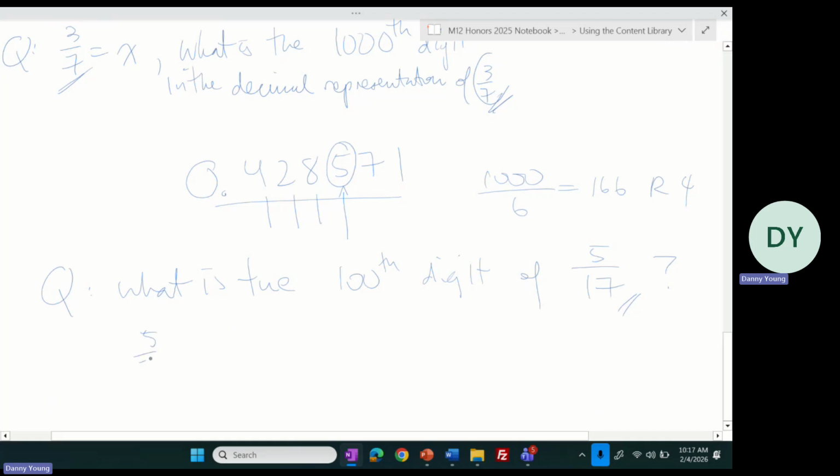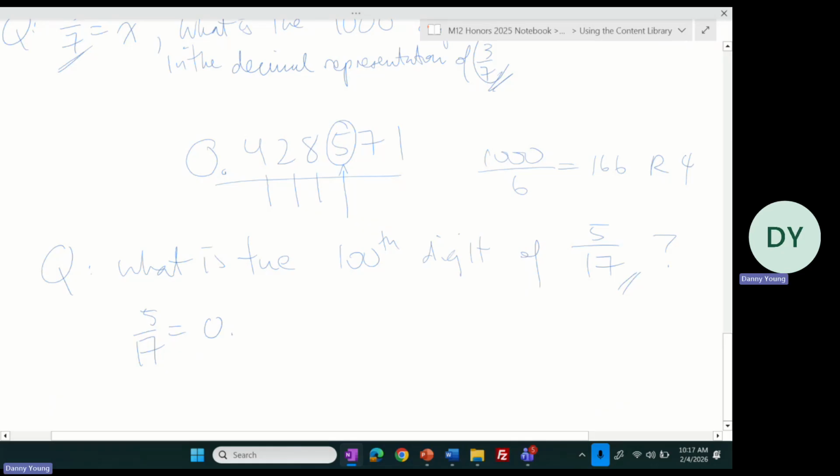Okay, William, you ready? What's 5 divided by 17 on your calculator? Use your calculators. 5/17. What does it give you? 0 point what? What's the first one after the decimal? It cannot begin with a 2 though. Oh, sorry. 2. My bad. 2, 9, 4, 1, 1, 7, 6, 4, 7, 7, 0.